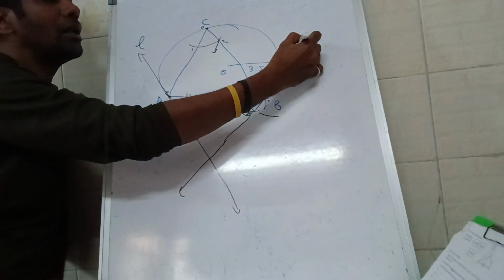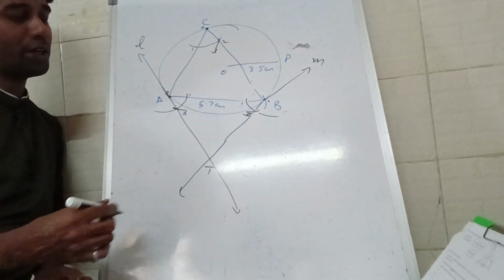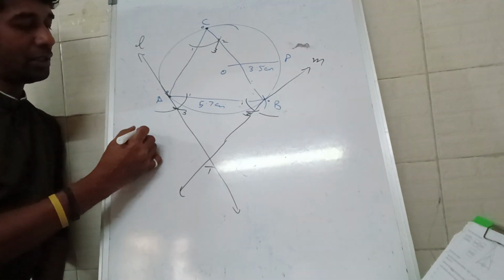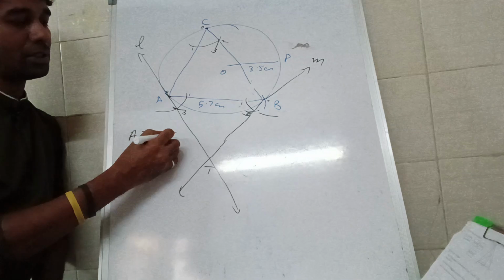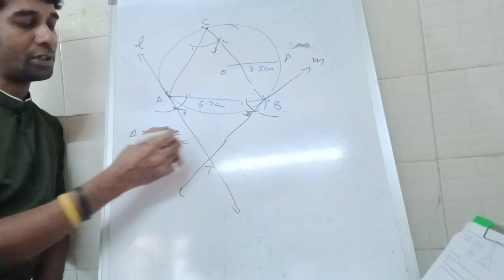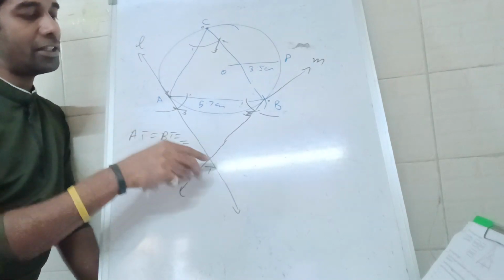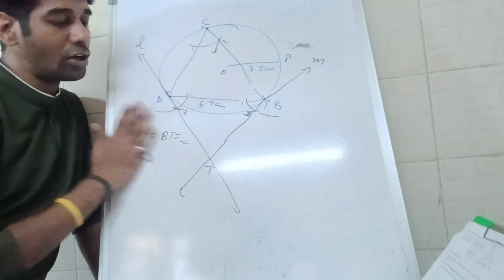Line L, line M. Let them meet at point T. AT is equal to BT. You got to find out what is the measure if you want to, and write down here. Tangents drawn from external point are congruent.